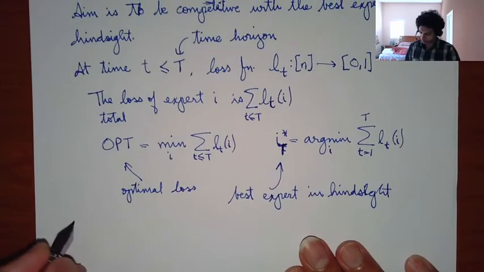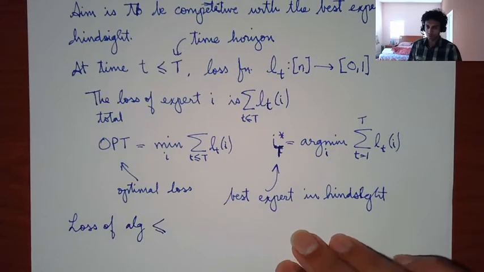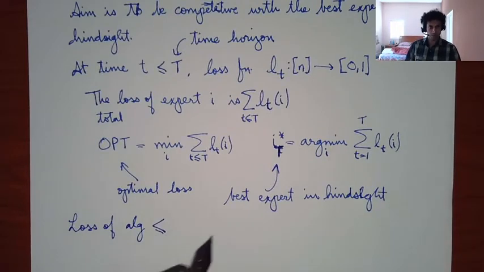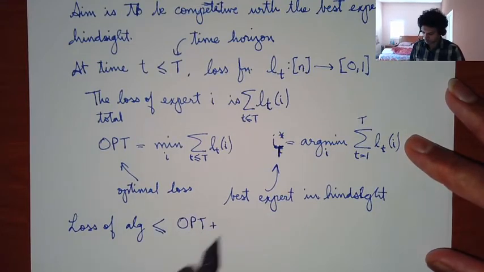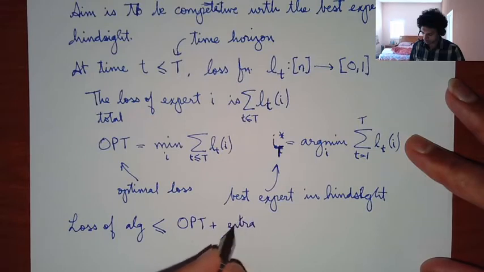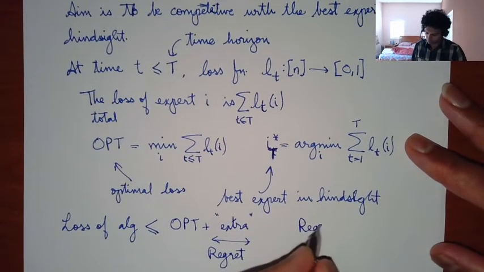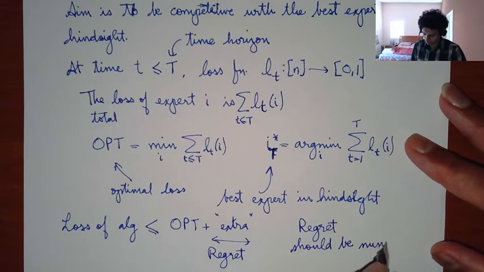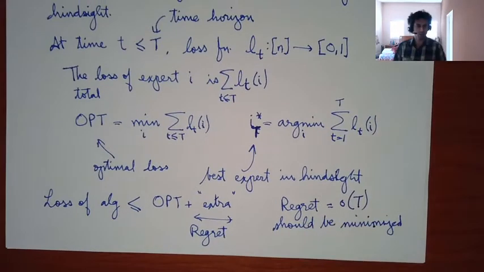And what we want is that the loss of the algorithm, whatever algorithm we're playing, should be at most, there are multiple ways of phrasing this. One way of phrasing this is equal to opt plus sort of the extra. And this extra is often called the regret. And what you typically want is regret should be minimized. Typically, a regret which is little o of T is called sublinear regret.